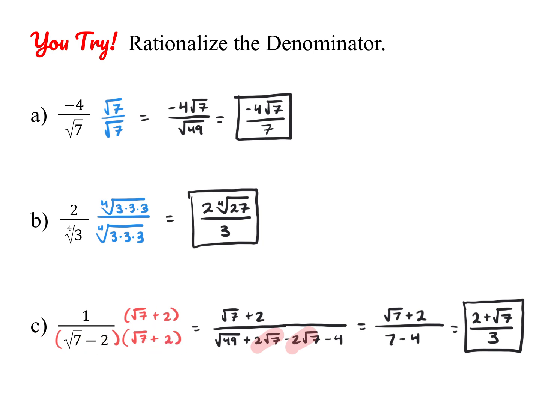So again, for the conjugate, you just change the second sign. It doesn't matter if the integer comes first or the radical, just change the second sign. So it went from negative 2 to positive 2. When you multiply it out, the middle terms cancel out and you end up with the square root of 49, which is just 7.